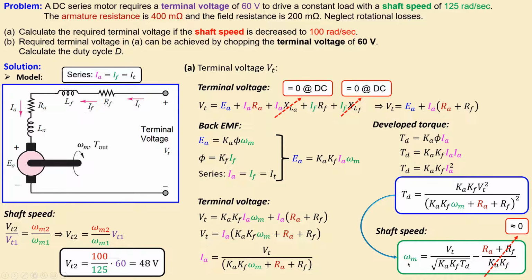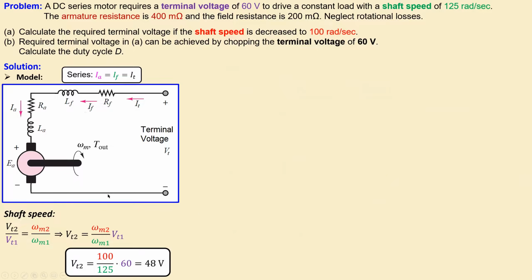Looking again to the relation of the shaft speed as a function of terminal voltage and the rest of the parameters, because the shaft speed is linearly related to the terminal voltage. Alright, now let's move to the next step.